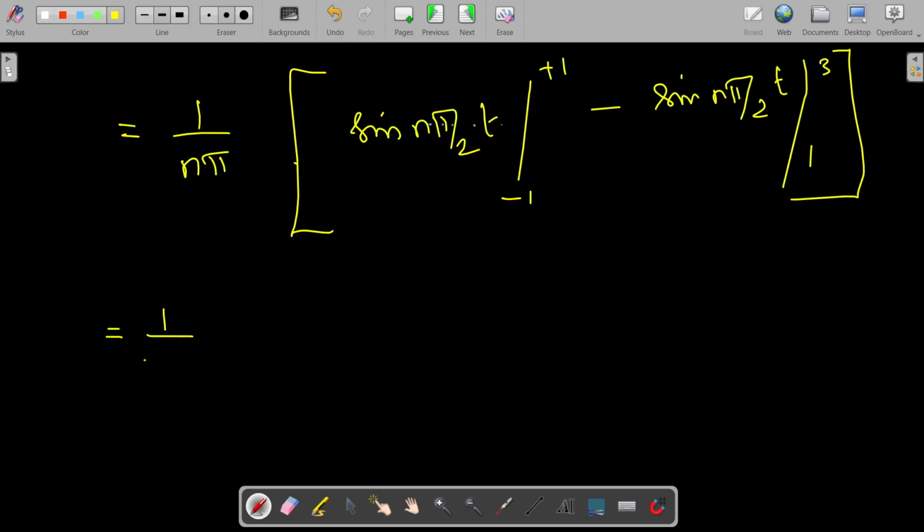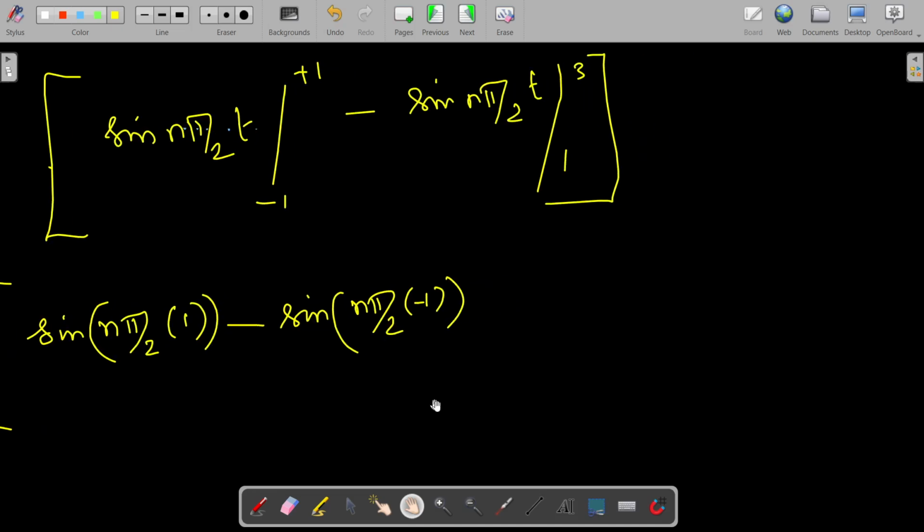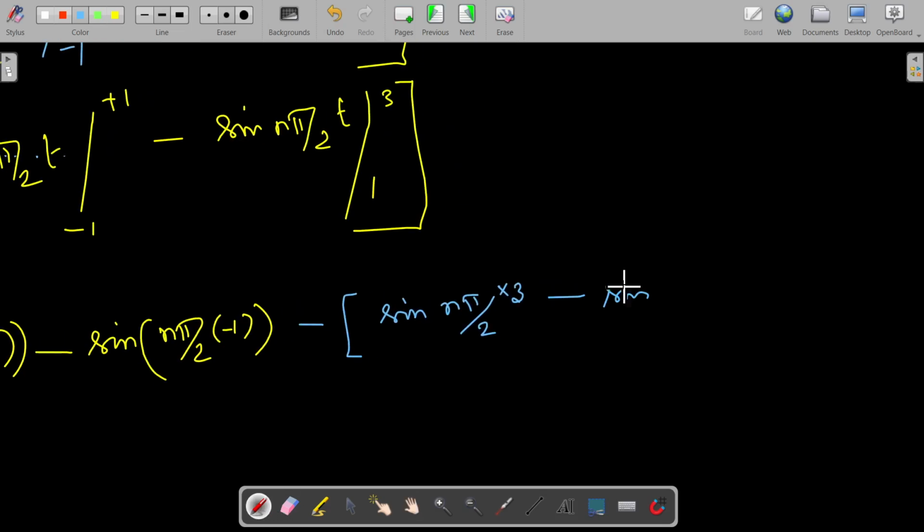So this is equal to 1/(nπ). So when you apply limits, it becomes sine of nπ/2 into 1, minus, then applying the lower limit, sine nπ/2 into minus 1. This is for the first term, we applied the limits. Then for the second term, we can apply the limits like this: minus of sine nπ/2, instead of t, you can apply it as 3, right? Then minus sine of nπ/2 into t value is 1.